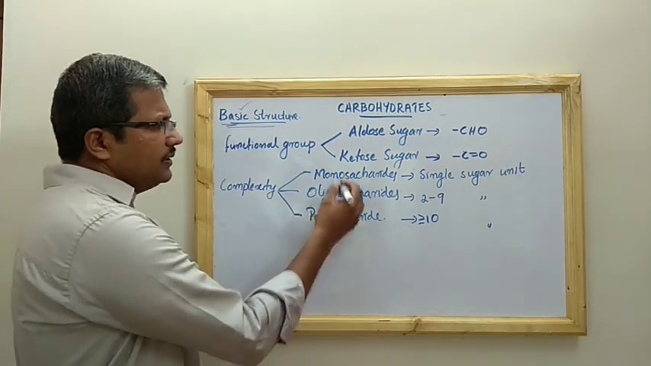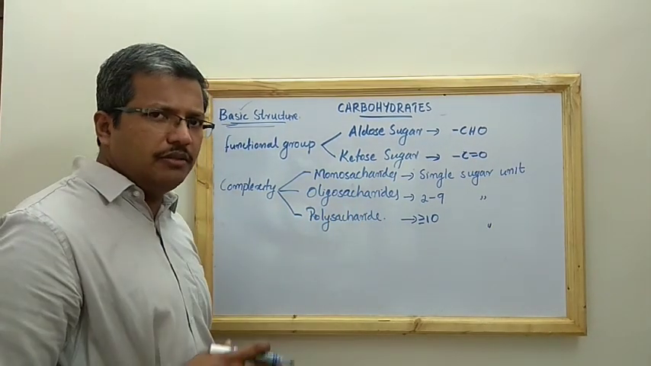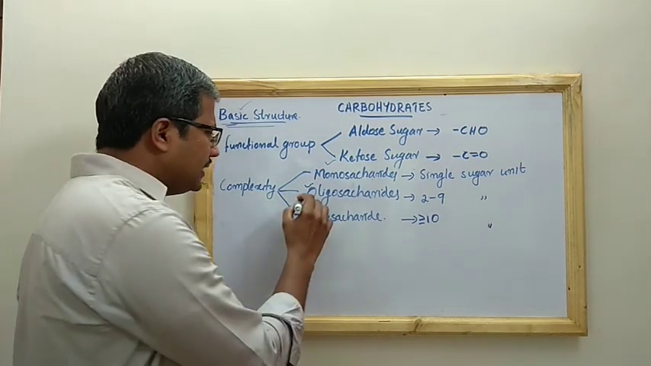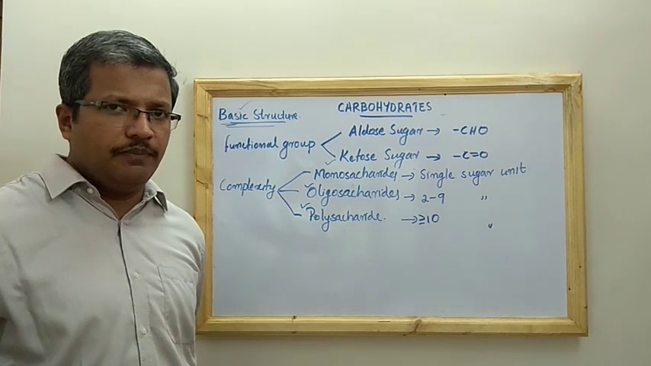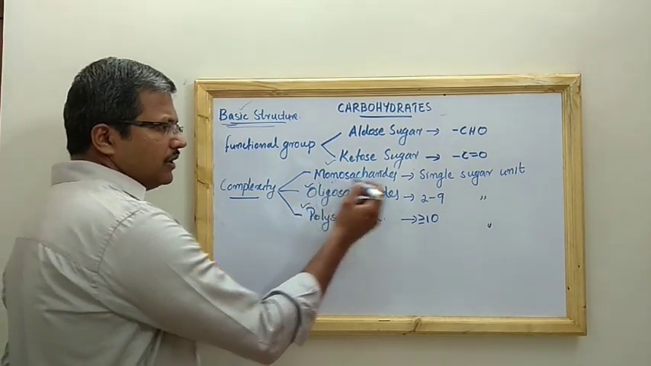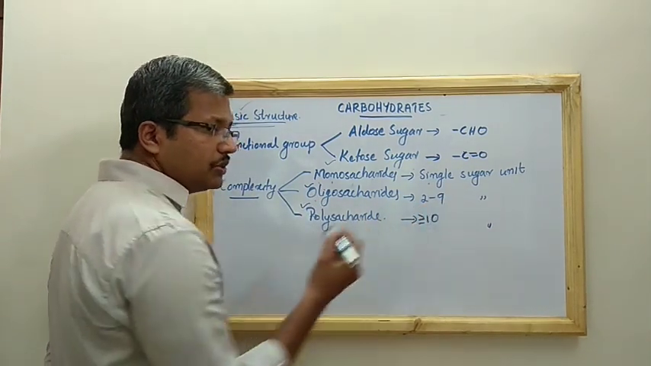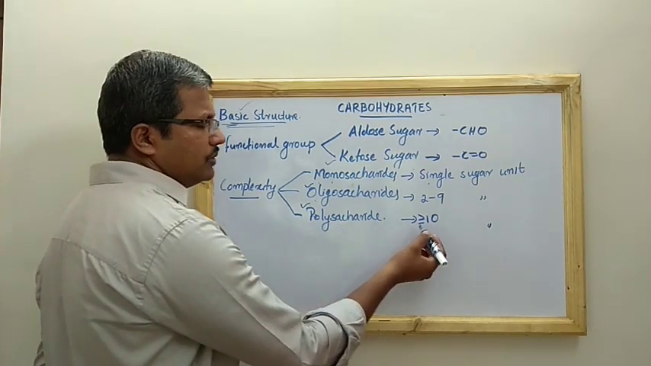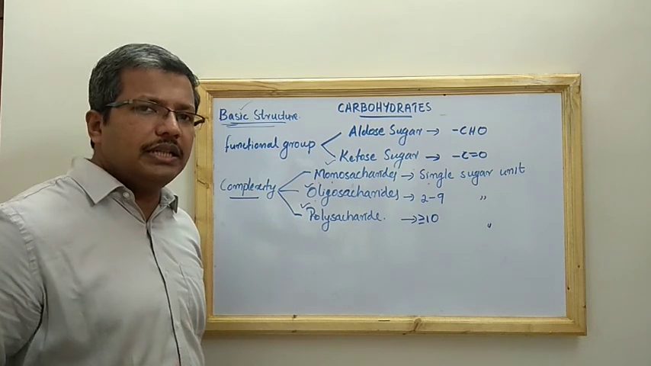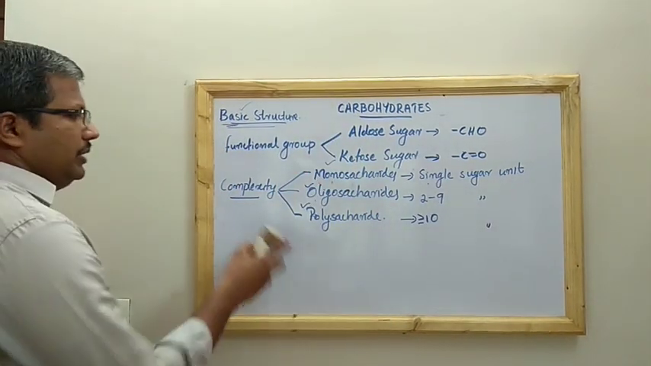We will be studying these in detail one by one. I am not writing examples here, but we will discuss monosaccharides, oligosaccharides and polysaccharides separately. So based on complexity, it is divided into monosaccharides, composed of only a single sugar, oligosaccharides with 2 to 9 sugar units, and polysaccharides, composed of 10 or more sugar units. Now let us move to the monosaccharides.